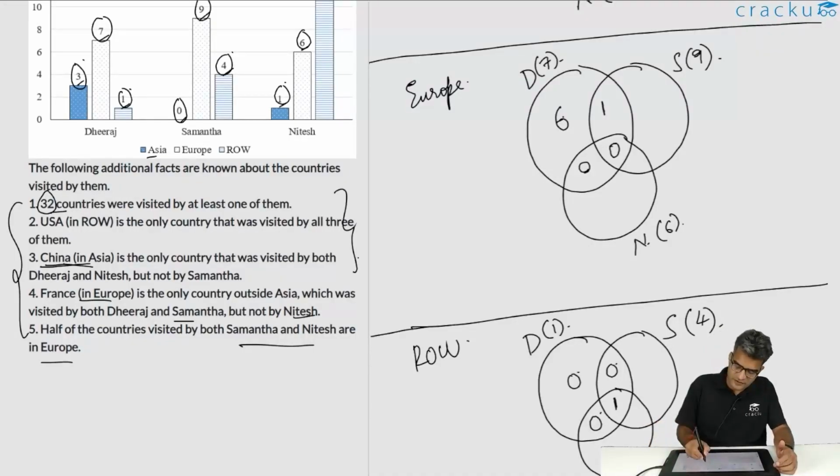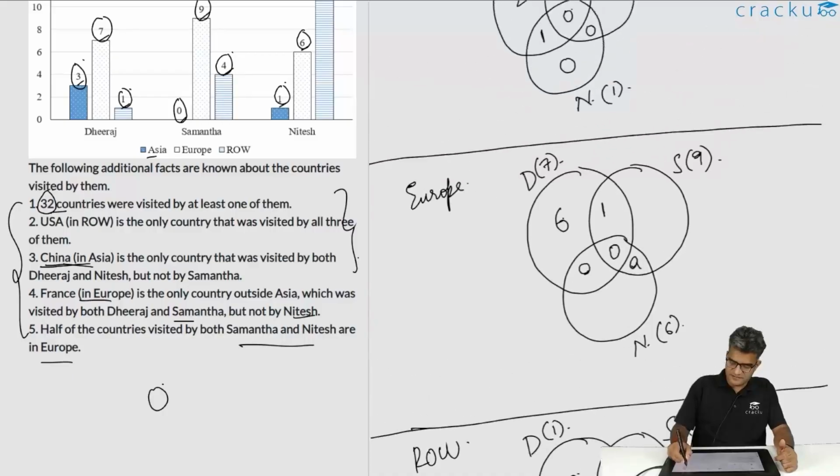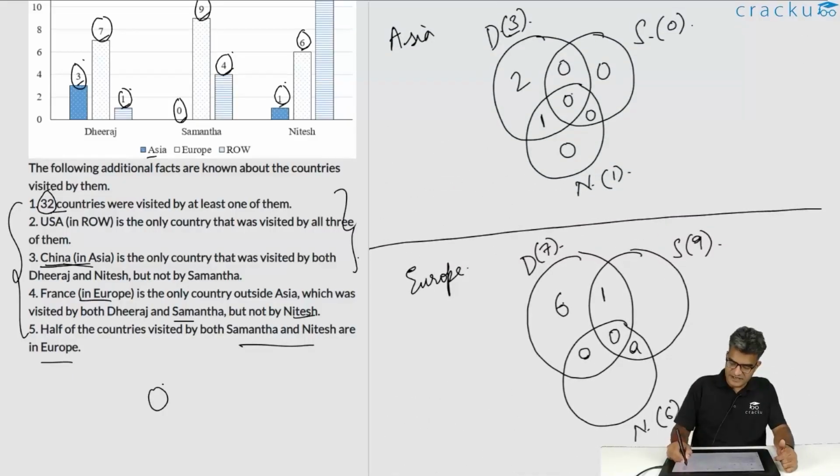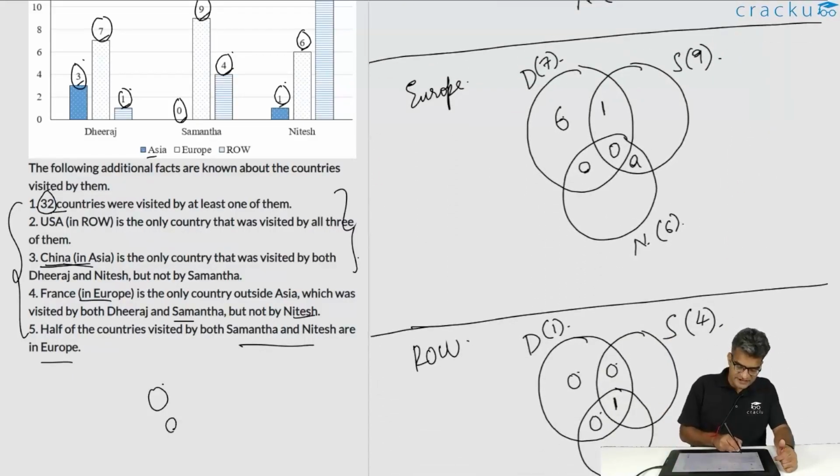Let us assume that the number of countries that Samantha and Nitish visited but not Dheeraj in Europe is A. This would imply that the total number of countries that Samantha and Nitish visited in Europe is A. This has to be half of the total number of countries that they visited. In Asia, they visited 0 countries together. In Europe, they visited A countries together.